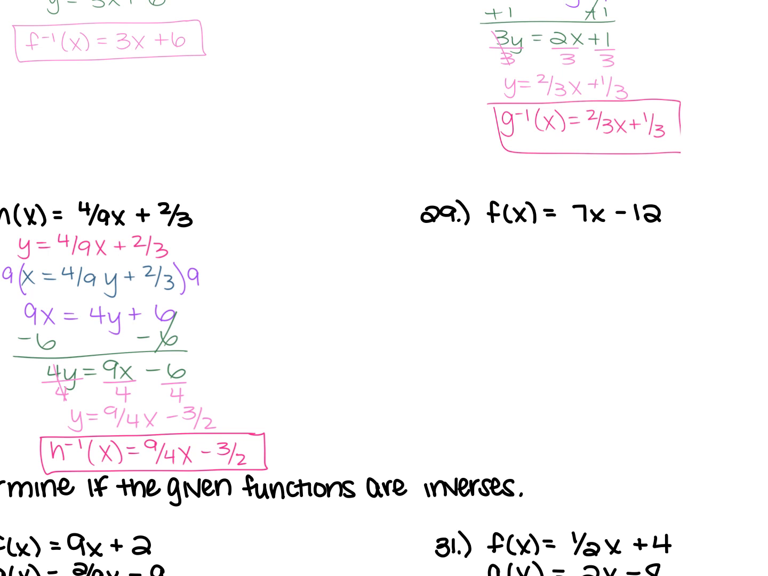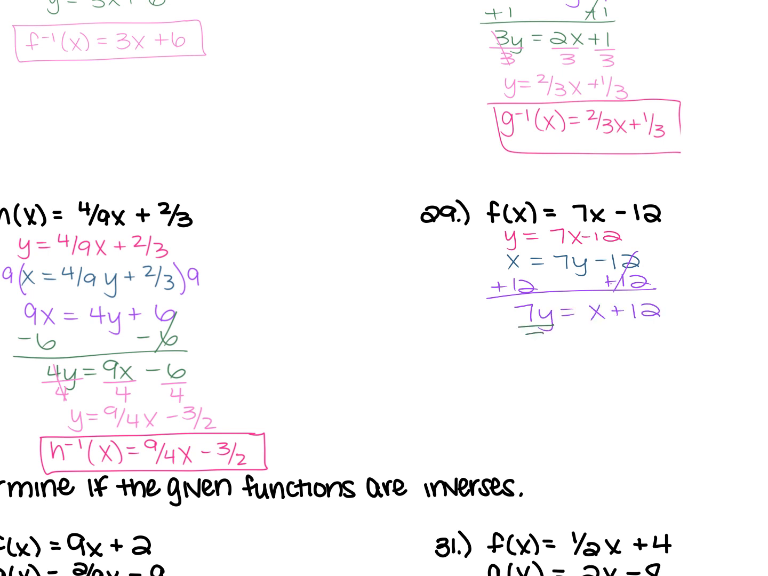For 29, you have f of x is equal to 7x minus 12. So again, we're going to change the f of x to be y is equal. Then we're going to switch x and y to where this is x is equal to 7y minus 12. And we're going to solve for y. So we're going to add 12 over. That gives us 7y is equal to x plus 12.